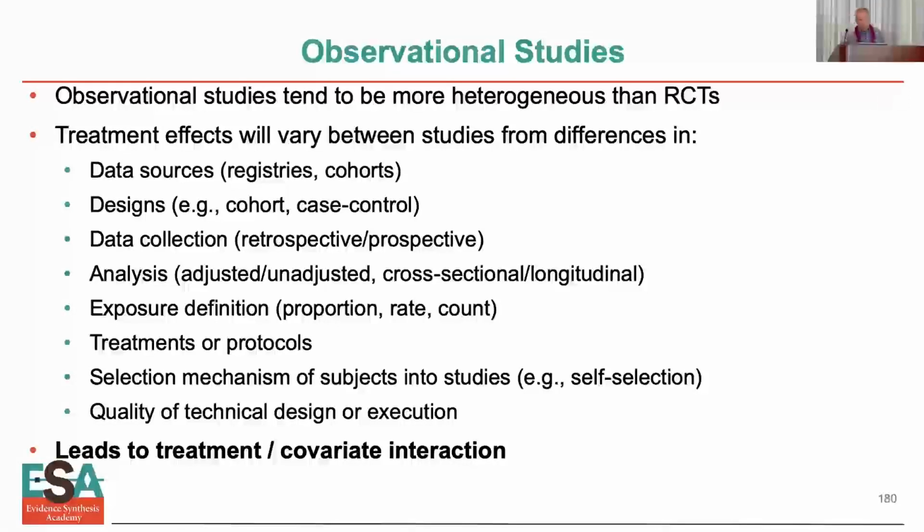So treatment effects will typically vary between studies from differences in things like where the data are coming from, the different designs that are used, the way the data are collected, either looking back in the past or prospectively, the type of analysis that's done, like whether it's adjusted or unadjusted for covariates, whether it's a longitudinal or cross-sectional design, how the exposures are defined, treatments and protocols, how the study subjects are selected into studies, and the quality of the studies. And all of this may lead to interactions between the treatments and the covariates, as we saw with the meta-regression. So the treatment effects may vary with a lot of these factors.